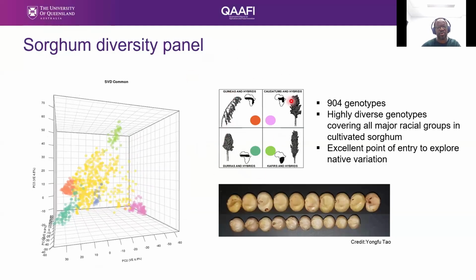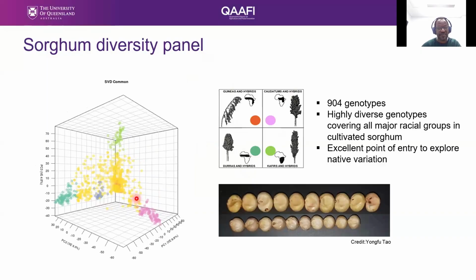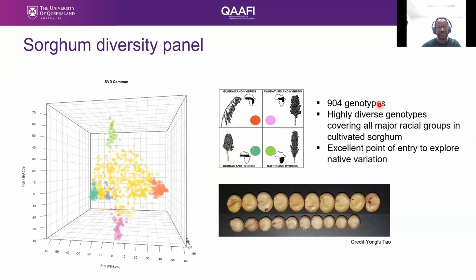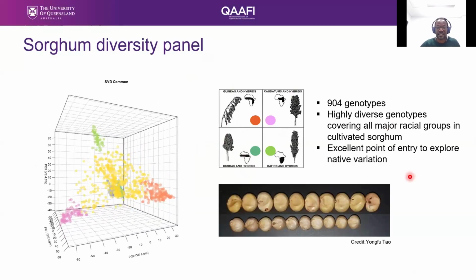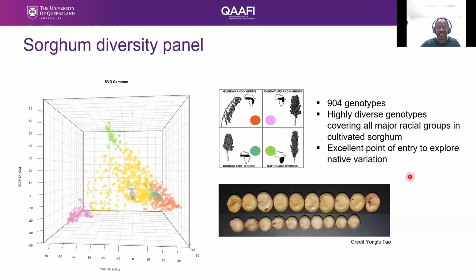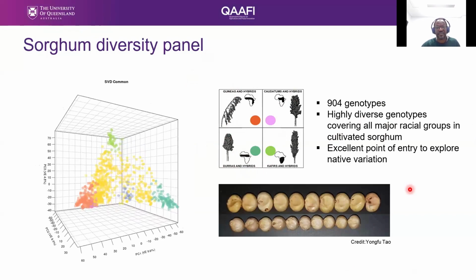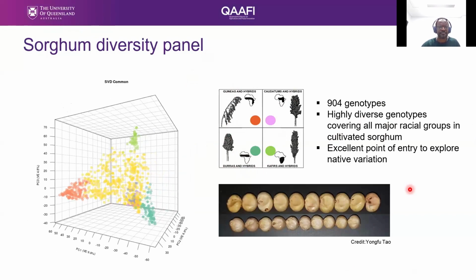And we sought to look at this entire diversity to understand the extent of this trait variation for the traits of interest. So we have a high diversity of around 1,000 genotypes, and these genotypes have some genetic data as well, and it's a good point of entry to explore the native variation for any traits of interest.